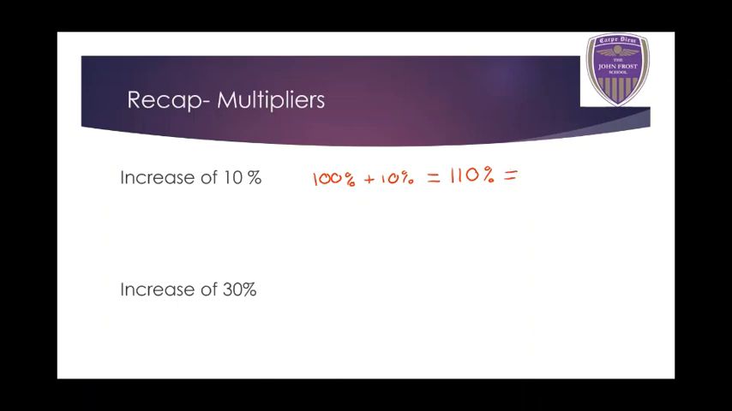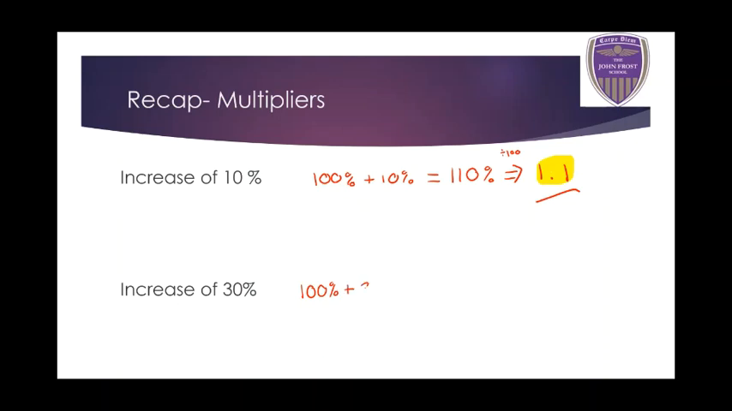How do we turn percentages into decimals? Well, we divide it by 100. So 110% divided by 100 will give us 1.1. So if you want to increase something by 10%, your multiplier will be 1.1.